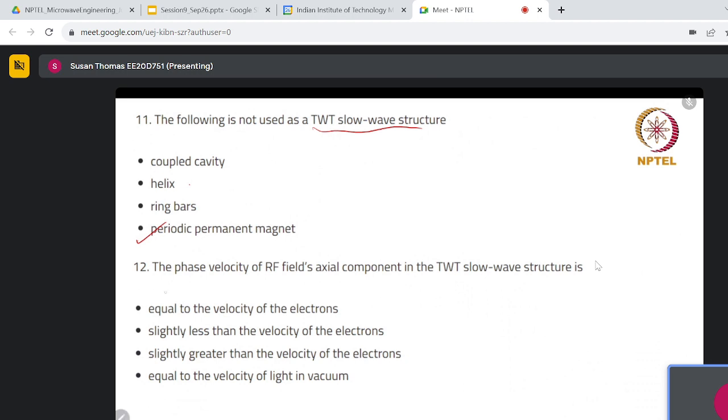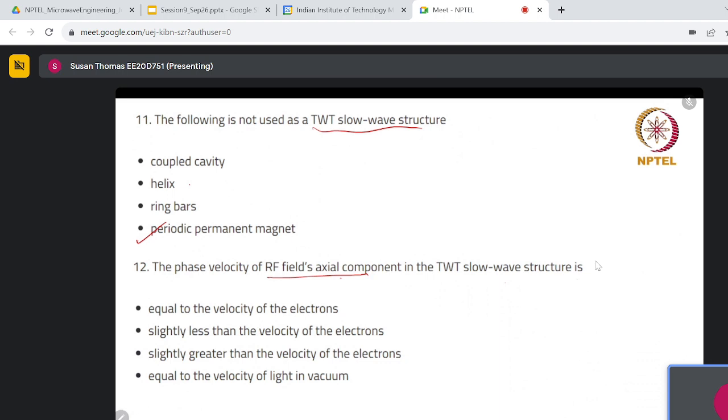Okay, now the next question. The phase velocity of the RF field's axial component in the TWT slow wave structure is. So I told you about the RF field's axial velocity. Now tell me, is it equal to the velocity of electrons? Is it less than the velocity of electrons? Is it greater than the velocity of electrons? Is it equal to the velocity of light in vacuum?